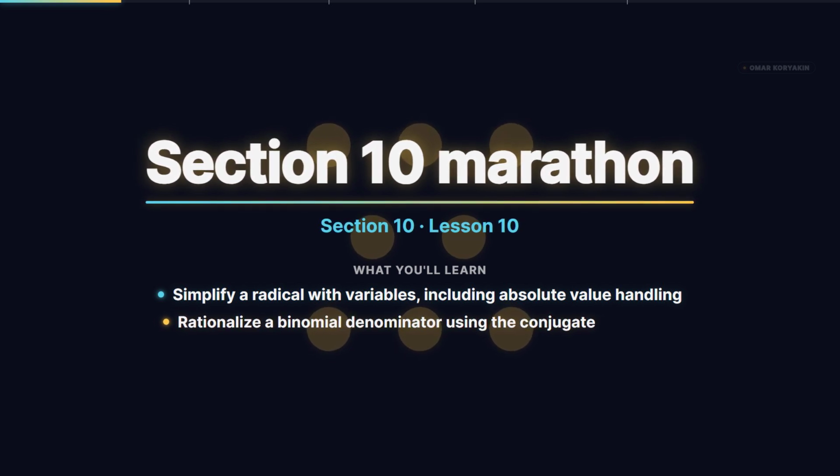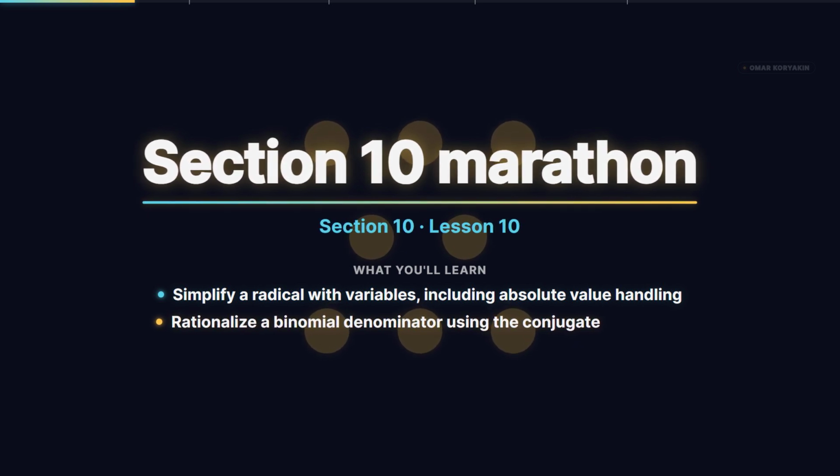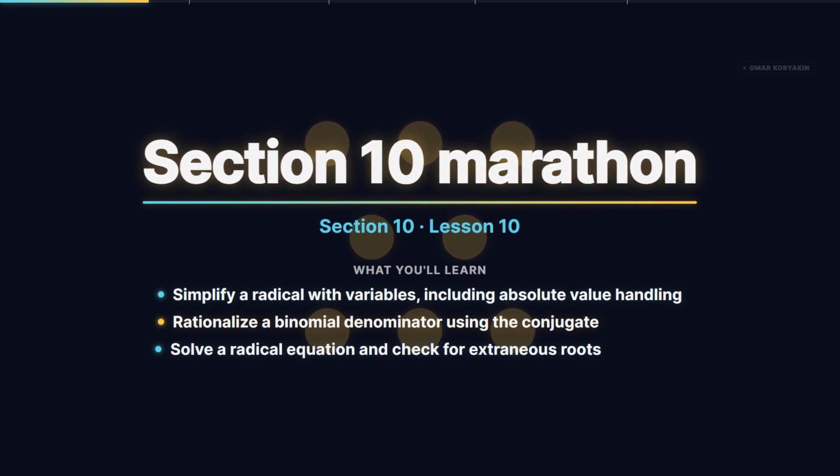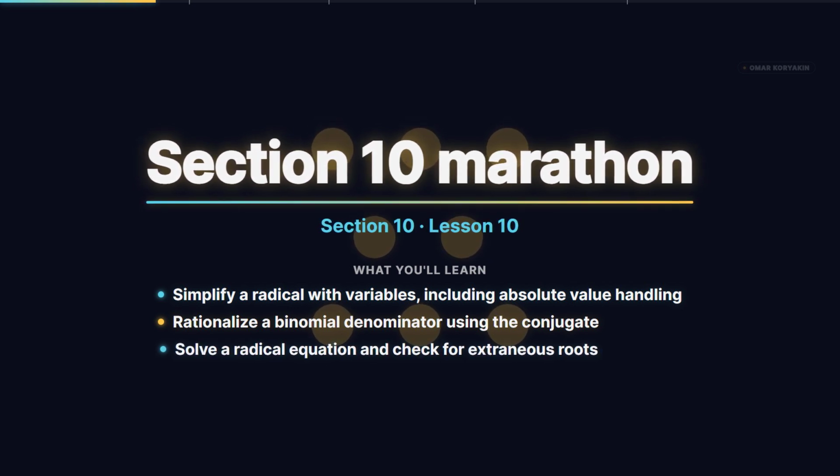Problem 2 rationalizes a fraction with a binomial denominator that includes a radical. The conjugate trick converts the binomial denominator into a difference of squares, which simplifies cleanly.